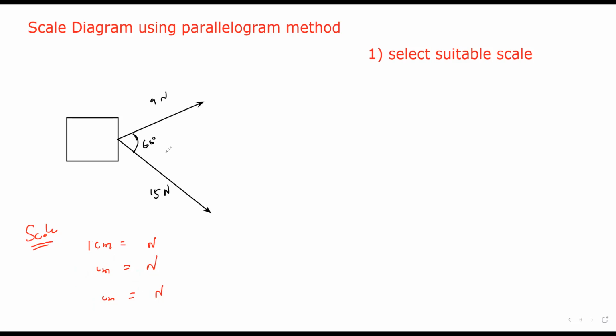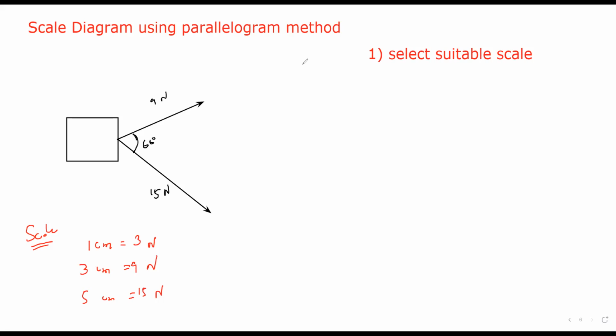You select that 1 centimeter is how many Newton. For example, I select 1 centimeter is 3 Newton. So 9 Newton will be 3 centimeters and 15 Newton is 5 centimeters. Is it clear? Sir, any doubt? Can you repeat again? Yeah, sure.